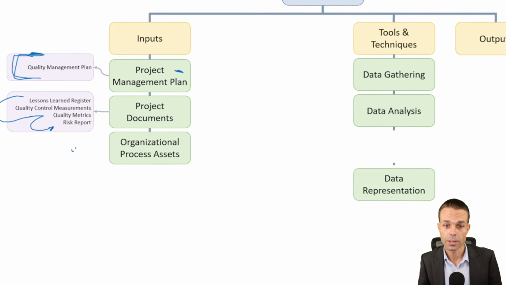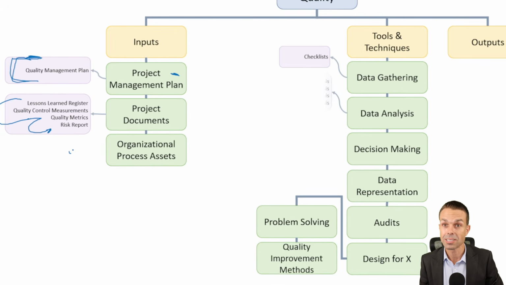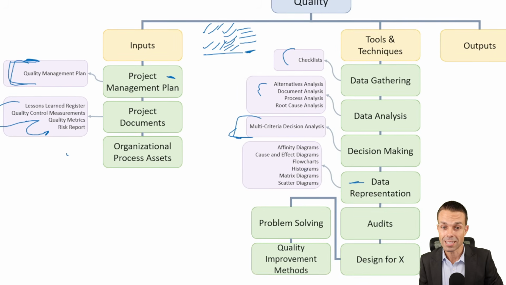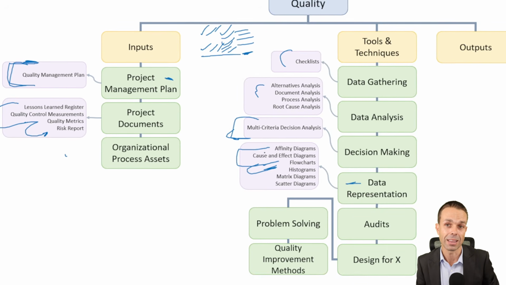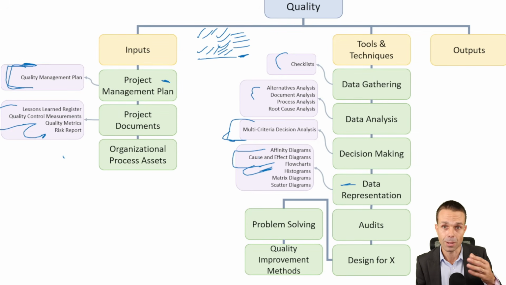Tools for managing quality are checklists, data analysis, alternatives analysis, decision making, multi-criteria decision analysis, data representation, and again, lots more information in the full course on PMP that you can definitely go into or find information separately on those things and how to use those tools and templates.